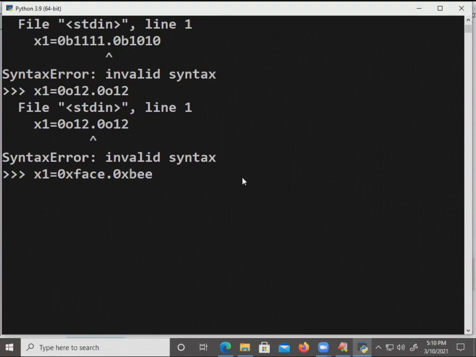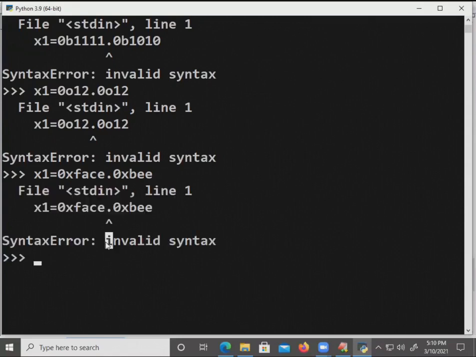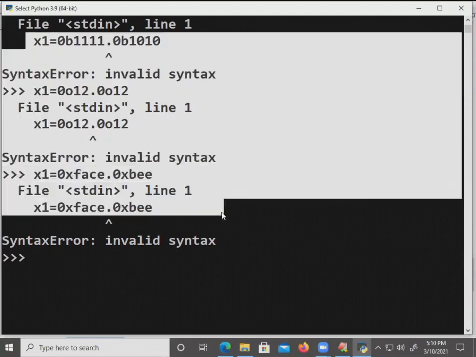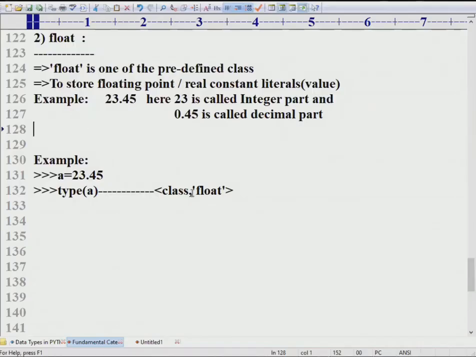What type of number system is this? It is going to be what? Invalid syntax. It indicates that the float data type never represents, never stores which data? Yes, that point we need to understand.